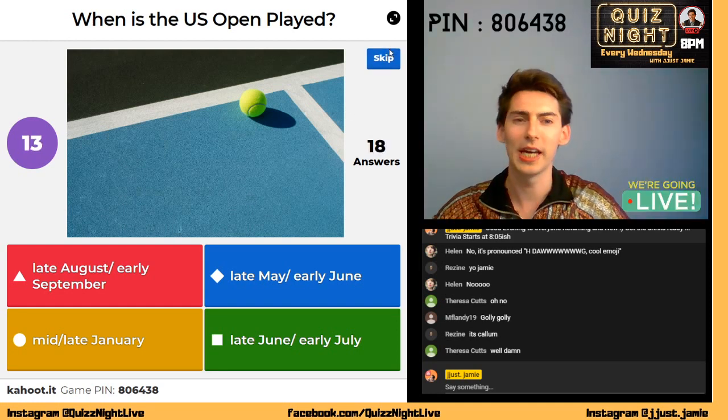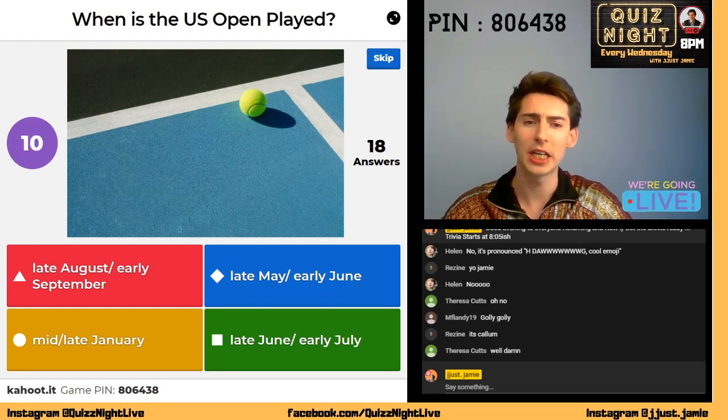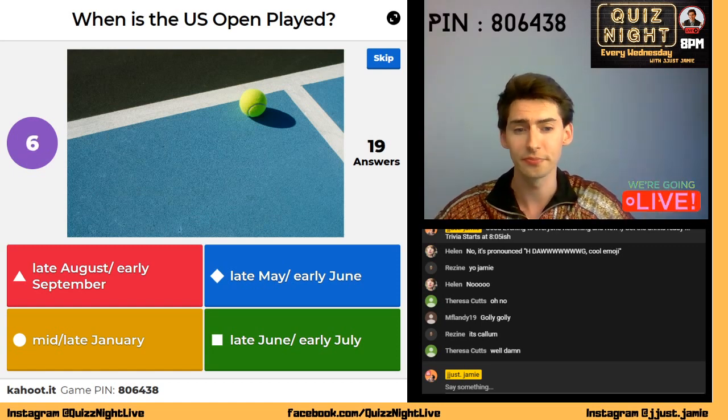What do we all think? It is the US Open, so bear that in mind. They're going to play in weather that's suited to tennis. If you have joined, the pin is above my head as well.